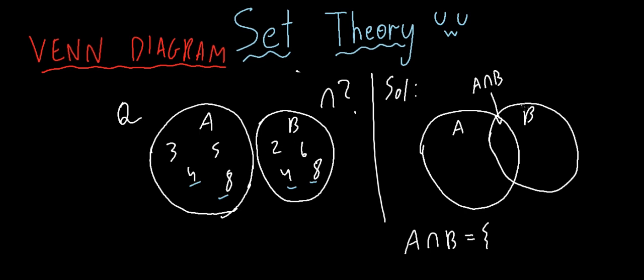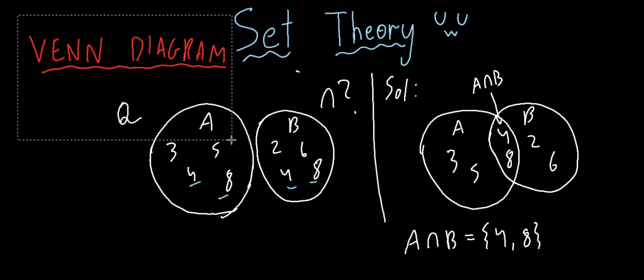So the common or intersecting elements are 4 and 8, so we'll write them in here, and we also write them in here too. And next up, we have the uncommon or non-intersecting elements. So in A we have 3 and 5 left out, and in B we have 2 and 6 left out. So that will be the answer for this. Let's move ahead.